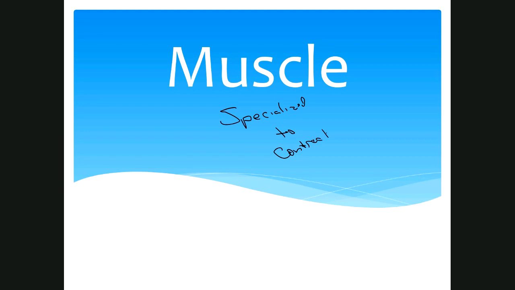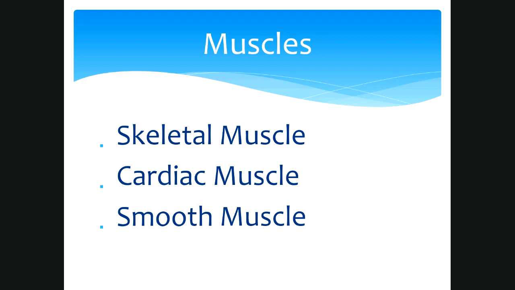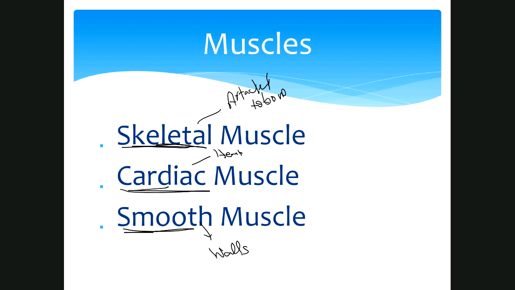There's three kinds of muscle. There's skeletal. Skeletal is called that because it's attached to the skeleton. It's attached to bone. And then we have cardiac muscle. Cardiac muscle is only in the heart. That's the only place you find it. And then we have smooth muscle, which is in the walls of your hollow organs. So things like the stomach and things like that, hollow organs.